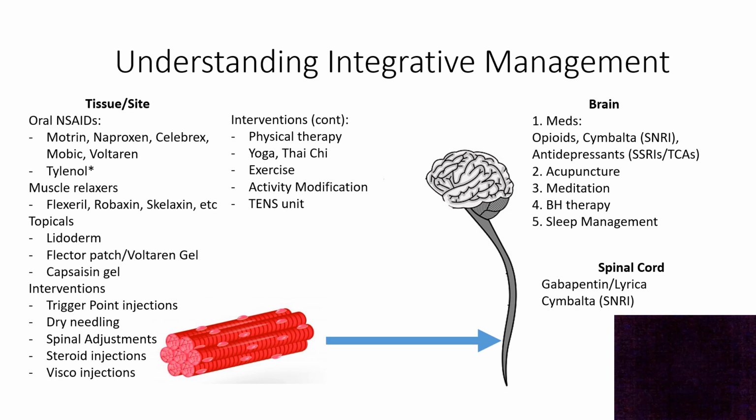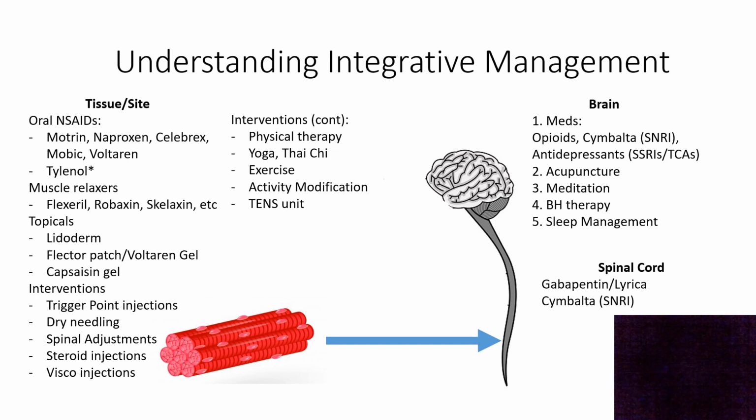Things like yoga and Tai Chi have level 1 evidence for being very effective for patients with chronic pain. Exercise, which we talked about, and activity modification. So all of these things, this is a mix of passive and active modalities, work at the tissue site.